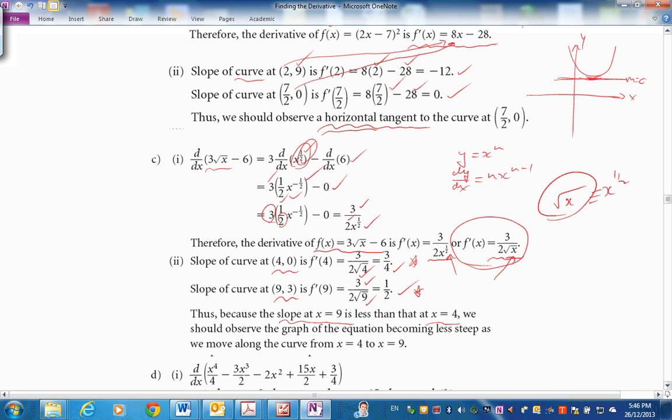So this is important. Because the slope at x equals 9 is only a half, and the slope at x equals 4 is steeper, we should observe the graph of the equation becoming less steep as we move along the curve from x equals 4 to x equals 9. If we got 4, the slope is 3/4, so that's fairly steep, and at 9 it's less steep, isn't it? Or the rate of change. The function is climbing more rapidly at 4 than at 9, by the slope of the tangent or the steepness of the graph.